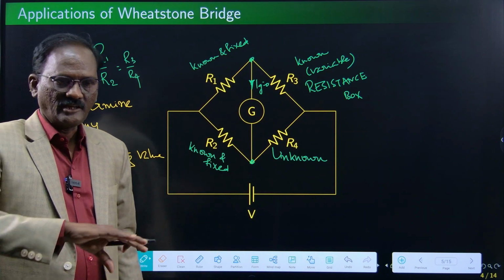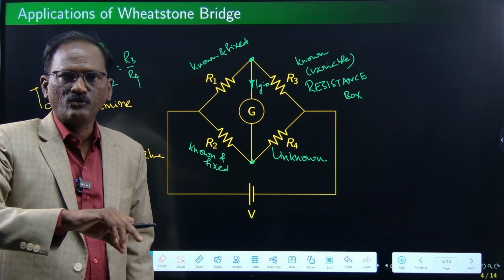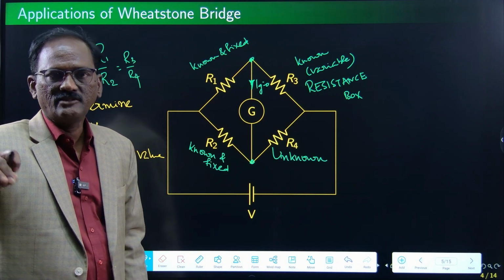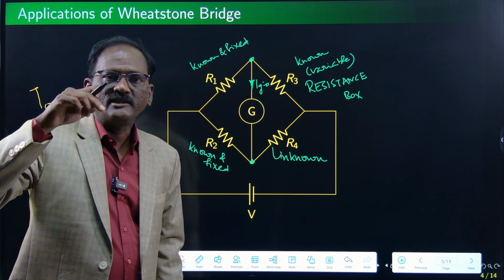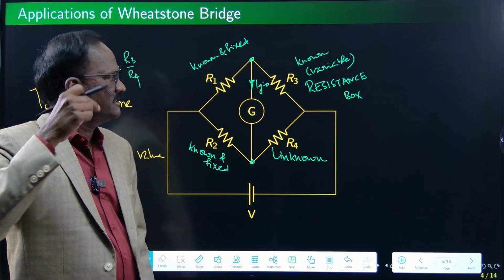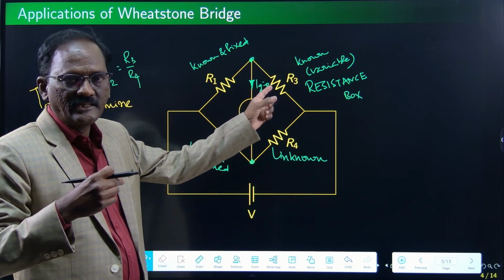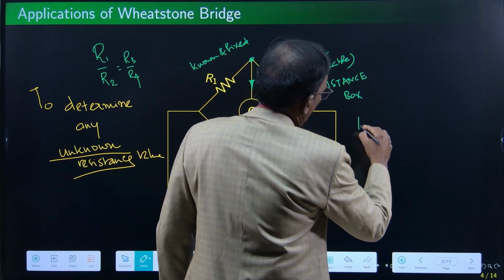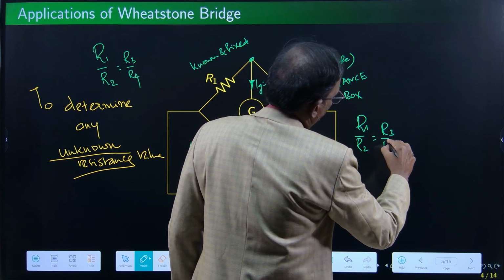A resistance box has a lot of knobs. You rotate the knobs and fix the values: 1 ohm, 1.5 ohm, 1.2 ohm, 1.3 ohms. Similarly, this way, like an eye doctor putting lenses in to find the power of your lens, different resistances are connected here, and finally balance is achieved when R1 by R2 is equal to R3 by R4.